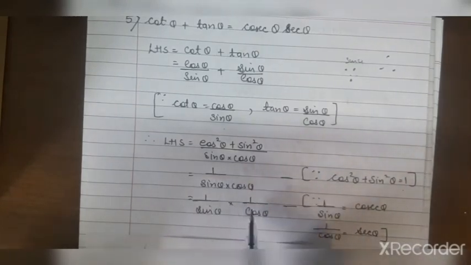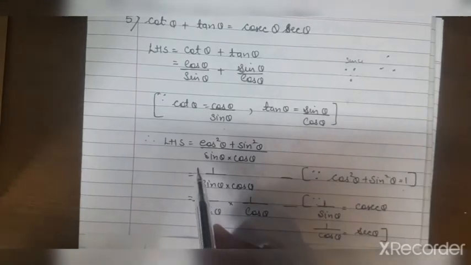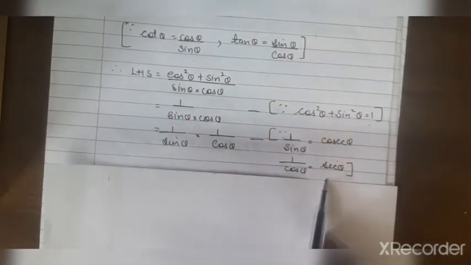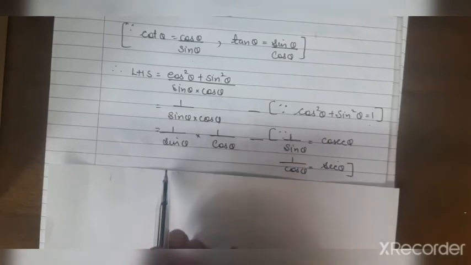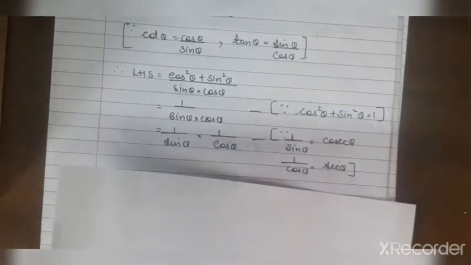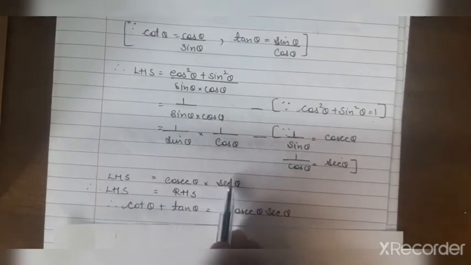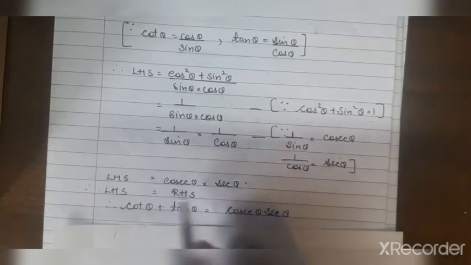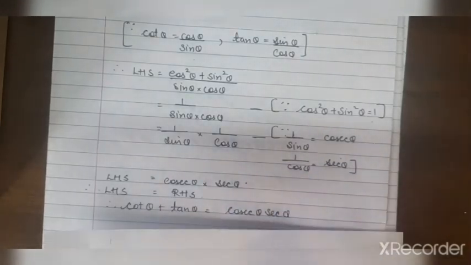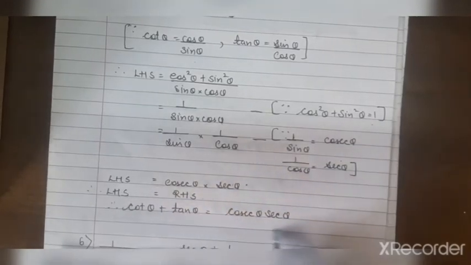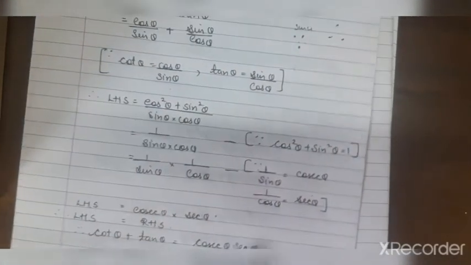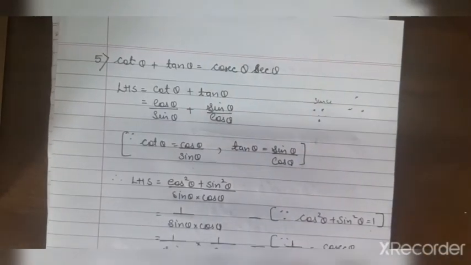Now we split 1 upon sine theta into 1 upon cos theta. 1 upon sine theta is nothing but cosec theta, and 1 upon cos theta is nothing but sec theta. This is LHS we had taken and we have come up to this step. But this is equal to RHS. Therefore LHS is equal to RHS. And therefore the statement that was given to us, this is what we have proved. So this is very simple, children, but the only thing is you should know which identities or which trigonometric ratios you have to use.